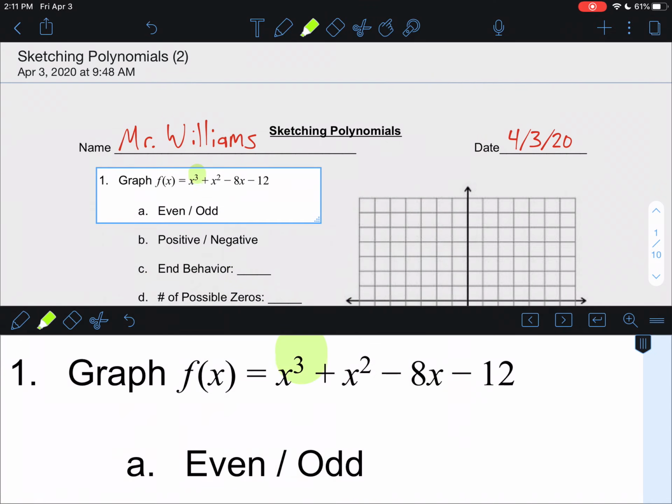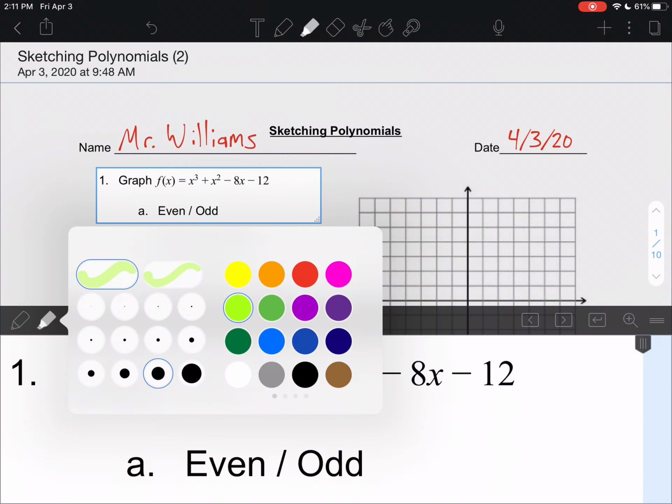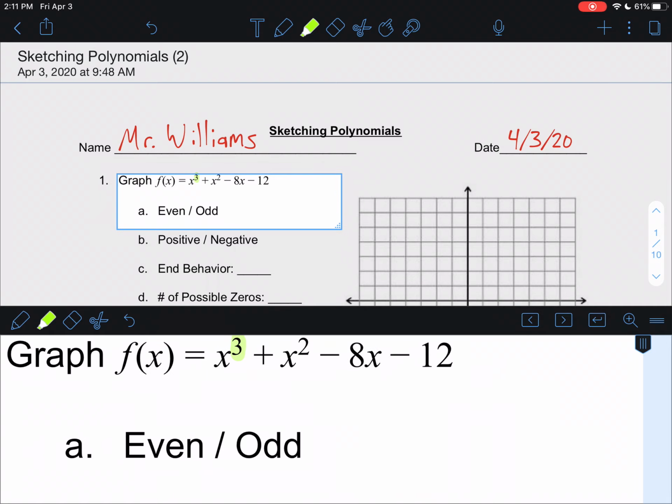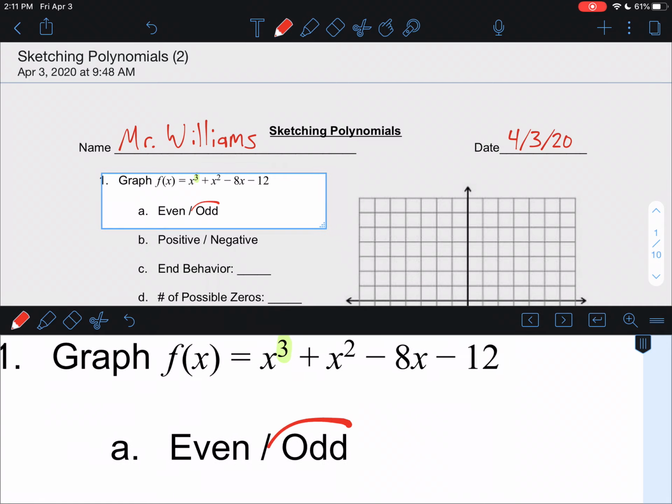It's just the degree. The degree of the highest exponent. So highest exponent here is 3. So since that 3 is the highest exponent and 3 is an odd number, that makes this an odd polynomial.